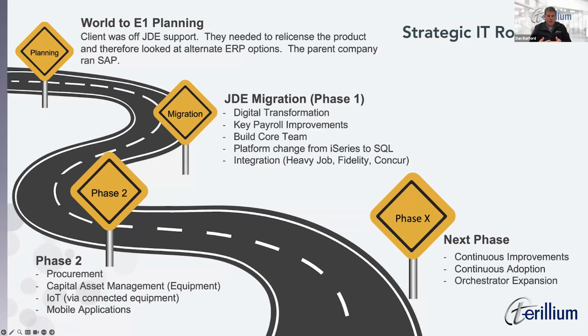And then finally, a phase X should really always exist, which should include a continuous improvement initiative, a continuous adoption policy around staying current with the system, and looking for ways to expand upon what's been done already. For example, more Orchestrator adoption, more process automation and efficiency.